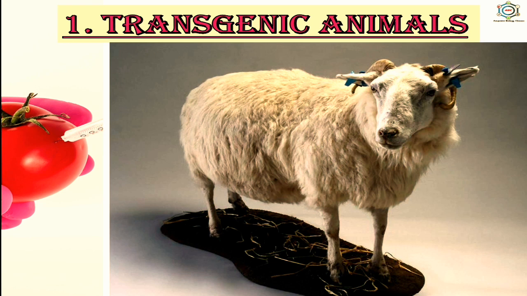Sheep containing bacterial genes which code for the enzyme needed for the synthesis of amino acid cysteine have been produced. They give higher wool yield. The amino acid cysteine is an important component of the protein keratin of wool. Sheep with gene for growth hormone have also been formed. They yield more mutton.